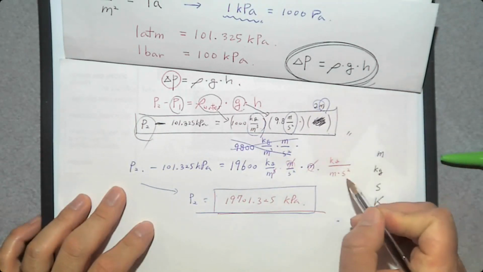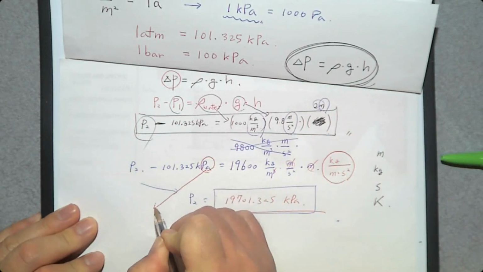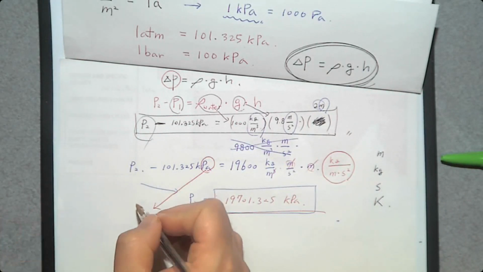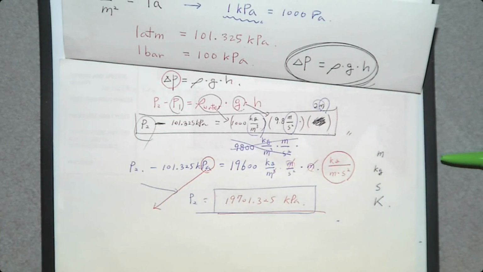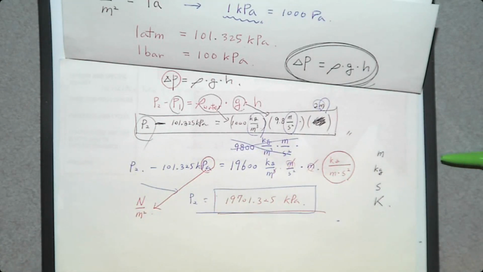So we have this one on the left-hand side. Let's look at this Pascal. Pascal is a unit of pressure. Pressure is force divided by area. What is force? Newton divided by area, meter square. So Pascal is Newton per meter square. Now, are they primary dimensions? Not yet. Meter is a primary dimension, but Newton is not.